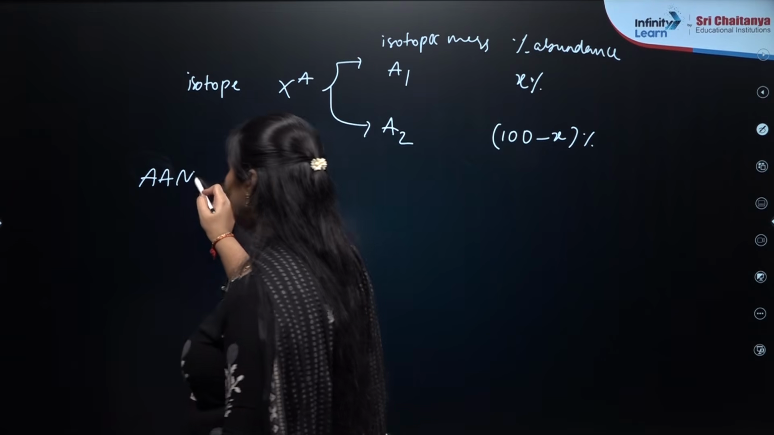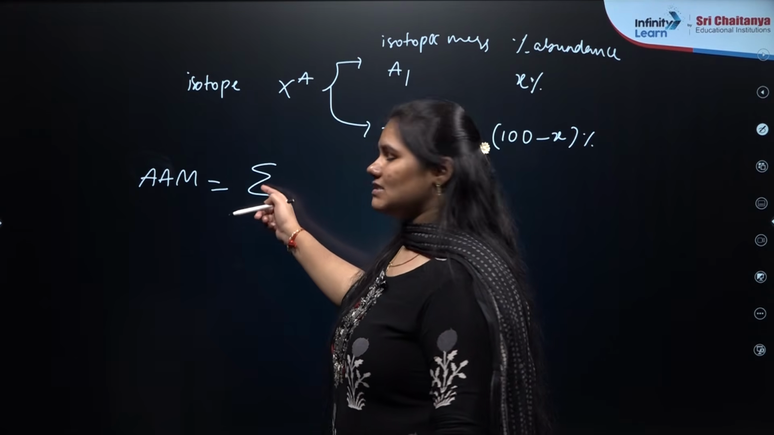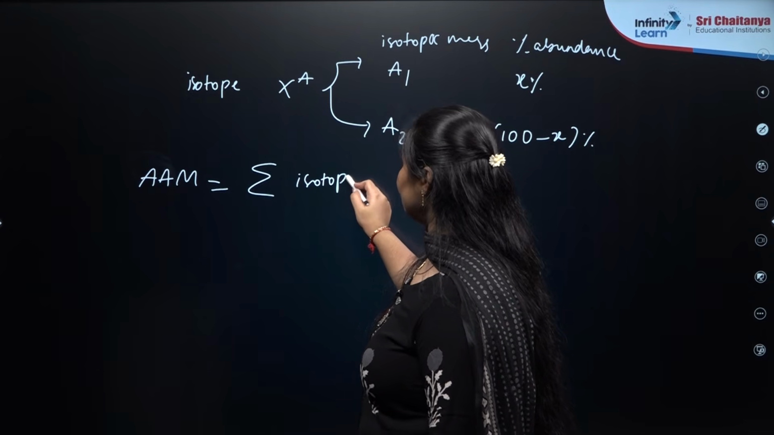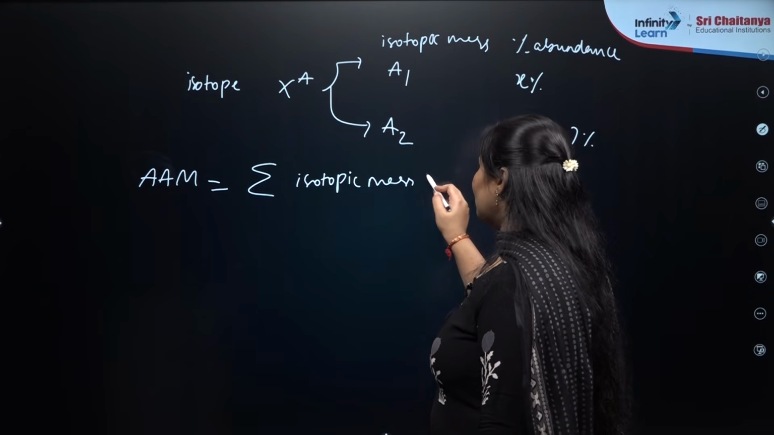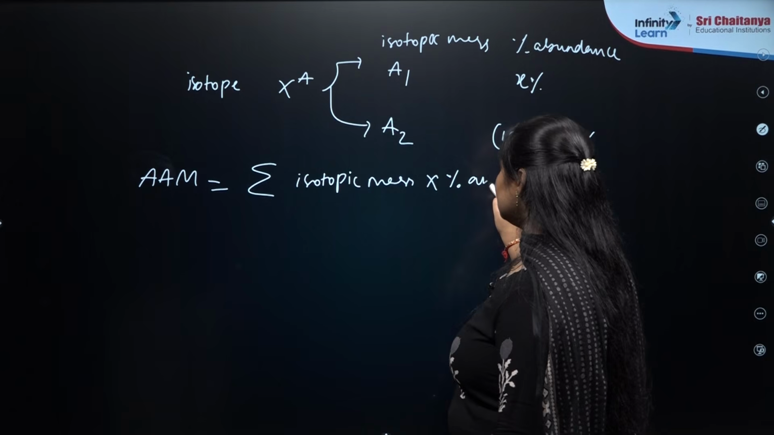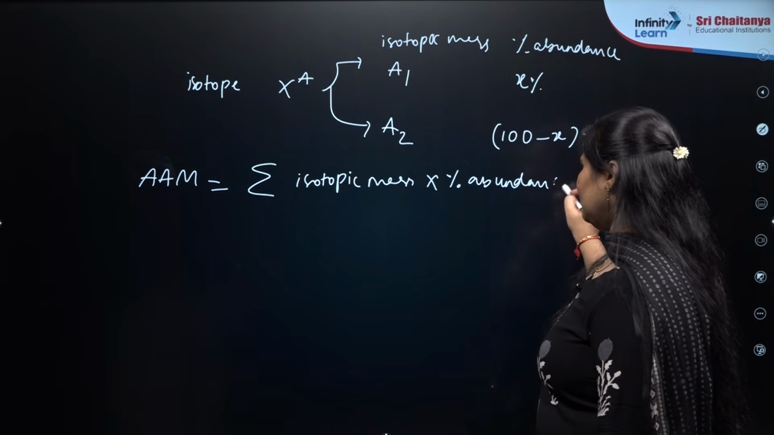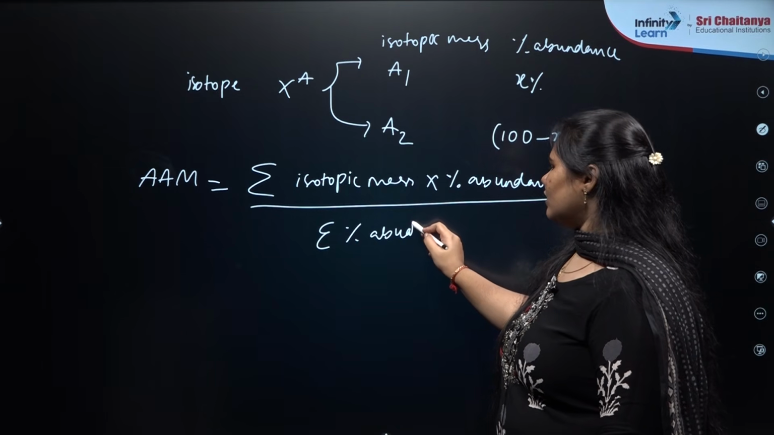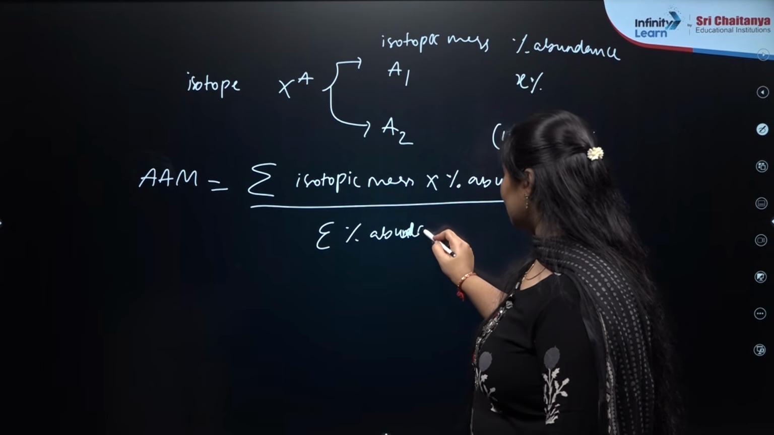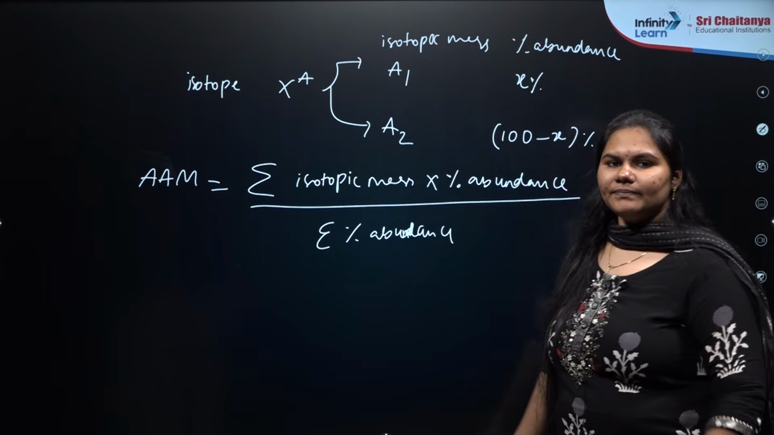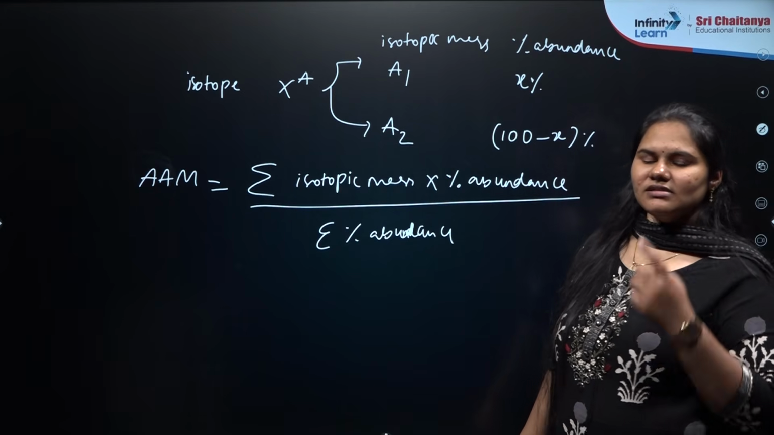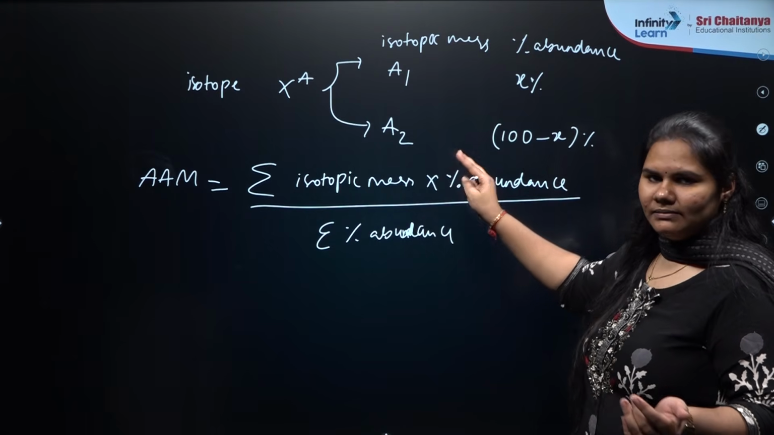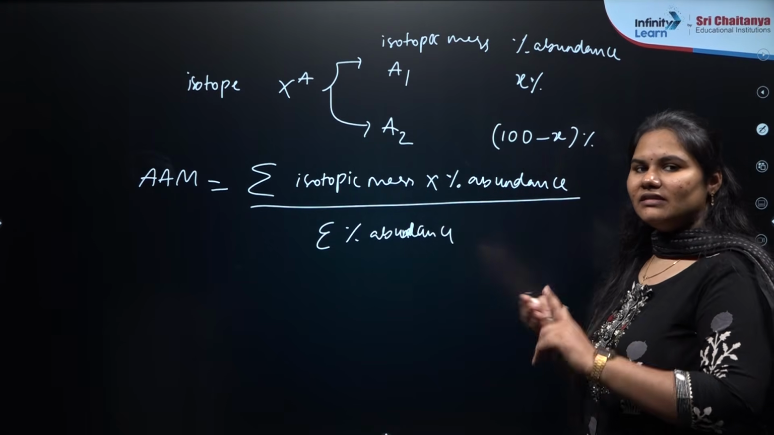What is the formula? Average atomic mass is equal to summation of isotopic mass into percentage abundance, divided by summation of percentage abundance. The summation here expresses that if there are 2 terms, we add the other term; if there are 3 terms, we add all 3 terms, like that.